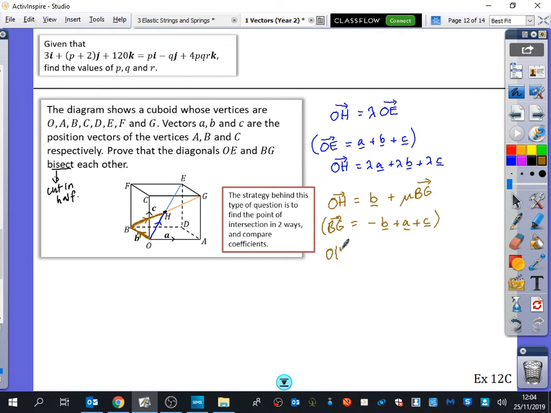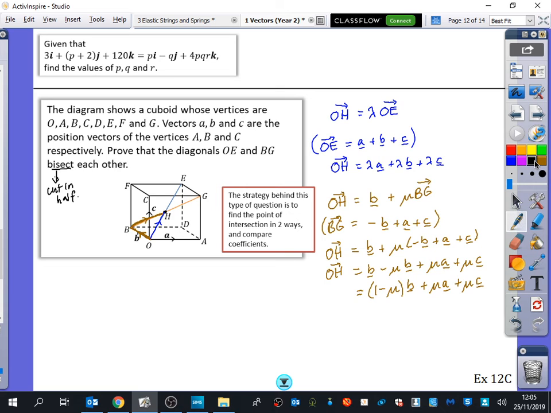So OH this time is B plus mu lots of all of this. So that's going to be, let's just write that out, minus B plus A plus C. So that's B minus mu B plus mu A plus mu C. What do you think's sensible that I should do on my OH here? Yeah, factorise it. So I'm going to factorise this by B. I like to put it afterwards. So I've got 1 minus mu B plus mu A plus mu C.